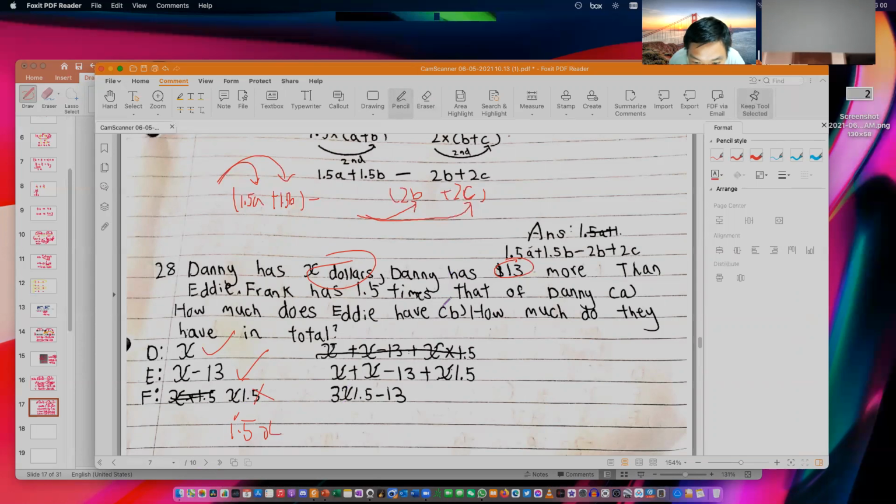Then what they say, how much do they have in total? So you add all this, I should see this one, combine with this one, then combine with this one. So you have x, you have another x, then you have 1.5x. Total up, you have 3.5x. So your answer should be 3.5x minus 13. Wrong. By the way, how can you write x 1.5 like that? You should write it this manner.